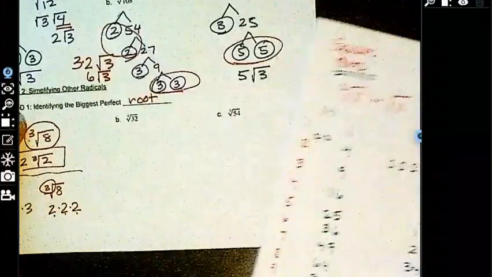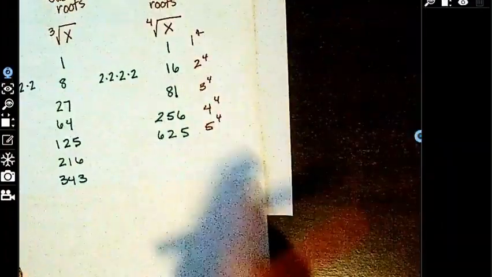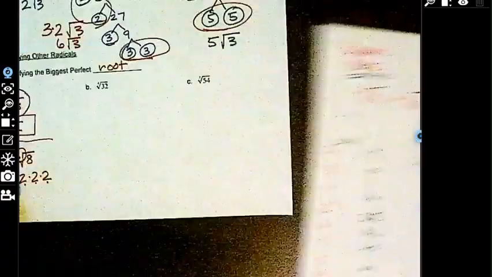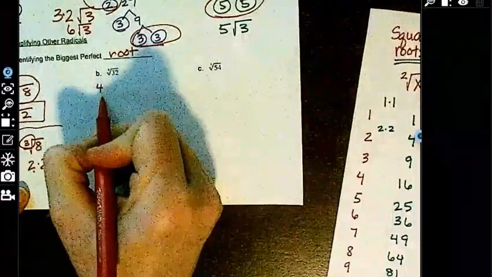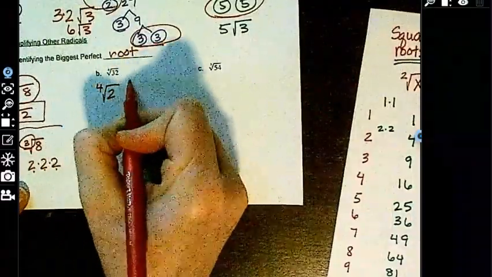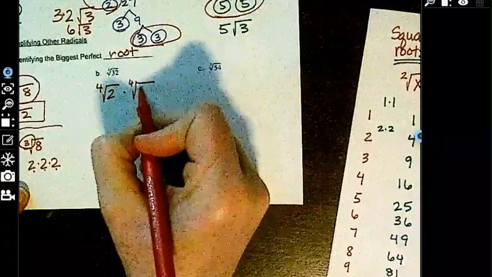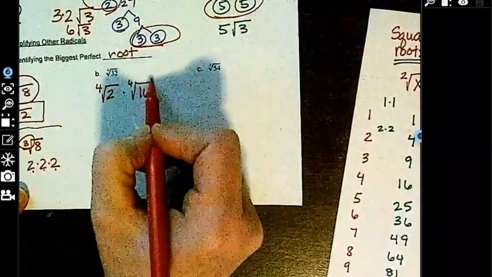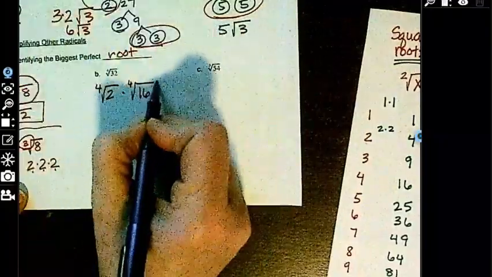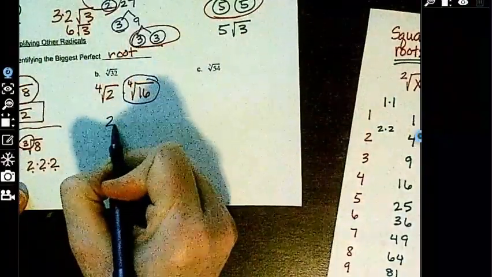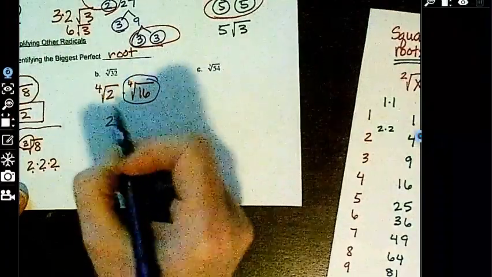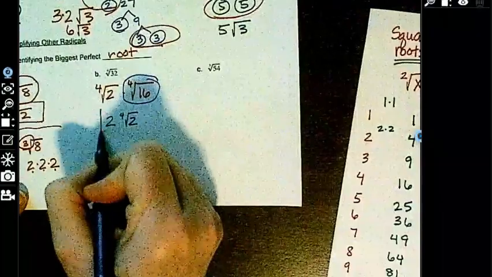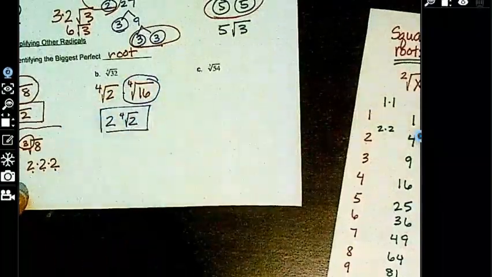Okay, so I look at this problem and I say, are there any fourth roots that are factors of 32? And yes. So I keep my hat on. The fourth root of 2, and I'm still multiplying, 16. I'm just factoring. Now I'm taking the fourth root of 16, which is 2. But this I can't take out, so it's just 2 times the fourth root of 2. That is a simplified fourth root.